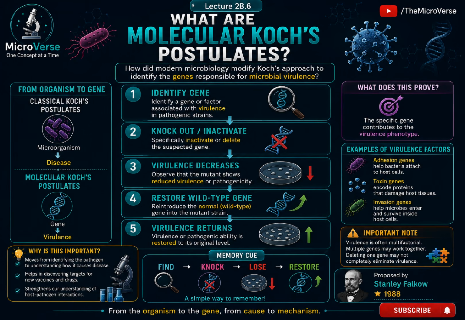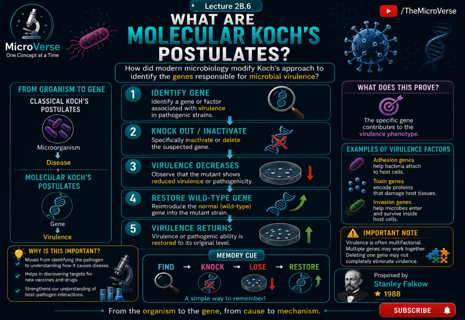So, here I give you a memory trick. Remember: find, knock, lose, and restore. It means find the virulence-associated gene, then knock out the gene, then lose the virulence phenotype, and at last restore the gene and virulence returns. That's the entire concept.